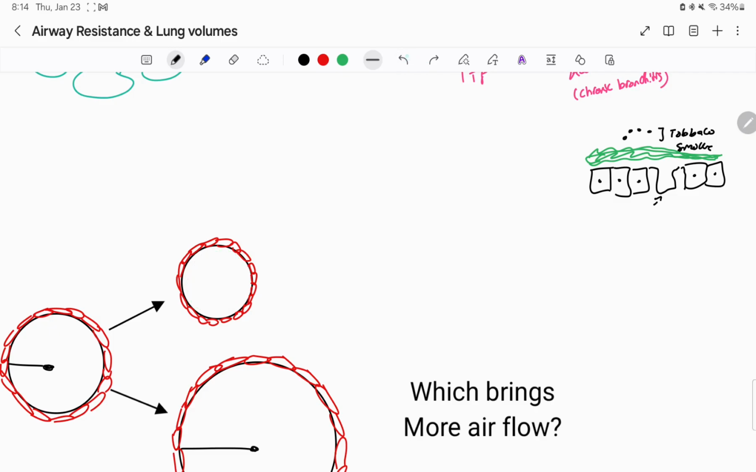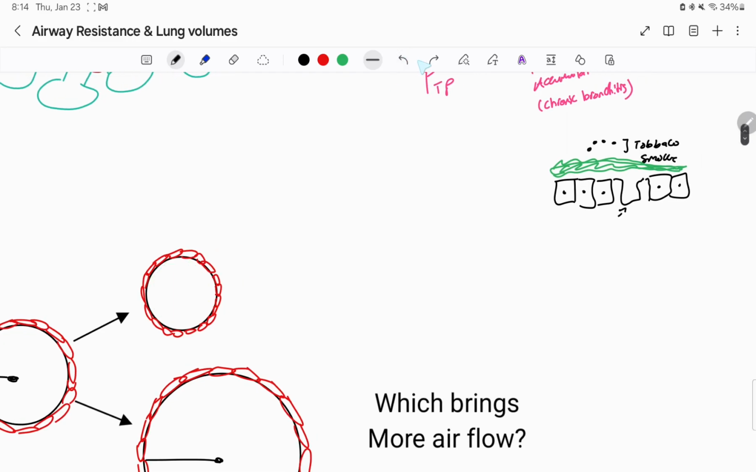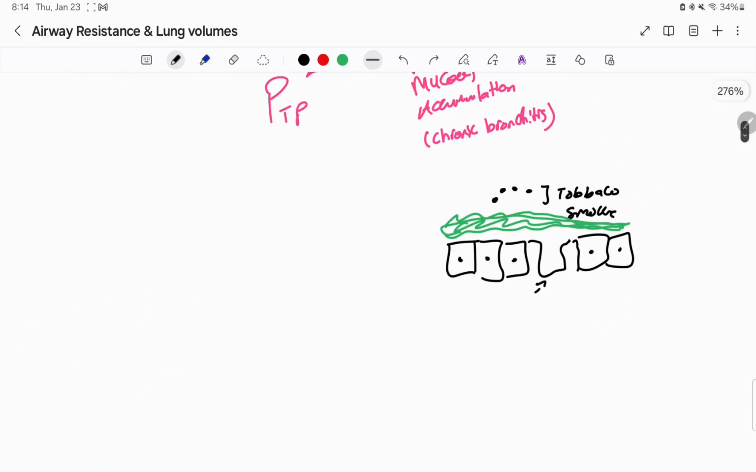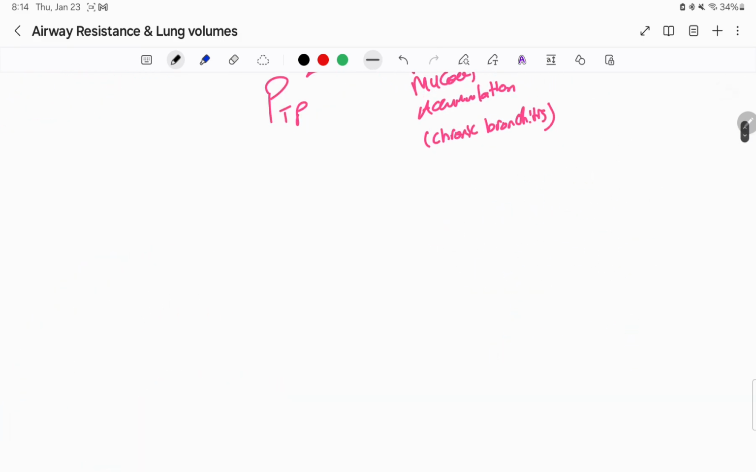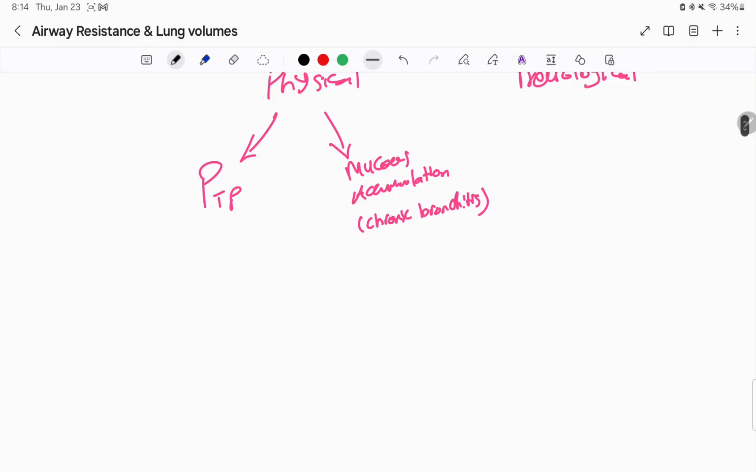And let me get rid of this drawing. Cool. All right. So that's that little tidbit. Okay, chronic bronchitis is a hypersecretion of mucus. Okay, that's where that's kind of coming from.